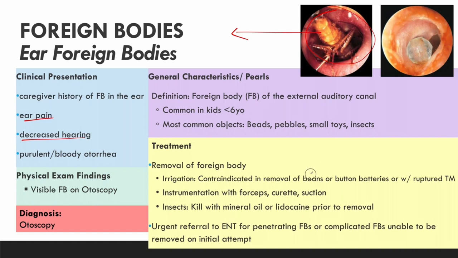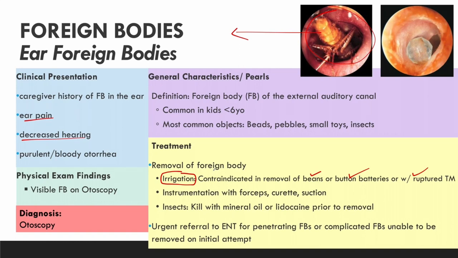Personally, not excluding bugs, we'll talk about bugs separately, but if it's just a foreign body that's not a bean or something that will expand with water and not a button battery and no ruptured tympanic membrane, irrigation is my method of choice. For that, we do something similar to what we did with cerumen impactions. We get a pretty large syringe, like 20 cc or so, and attach an 18 gauge catheter tip, and we flush that out with some lukewarm water. Sometimes if there's a lot of cerumen there, we also introduce some peroxide. Now, very important, you don't want to put this in the ear for anything that's going to expand like a bean.